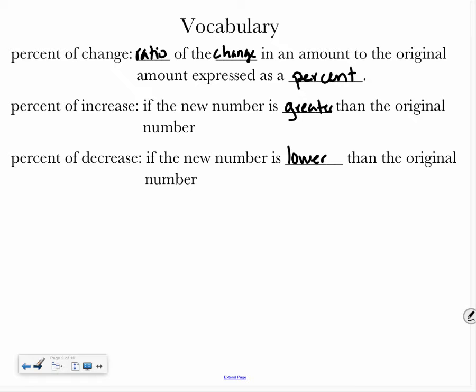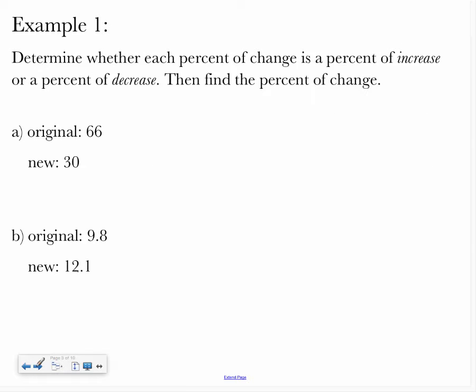So let's talk about determining whether each percent of change is a percent increase or a percent decrease, then find the percent of change. If we look at part A, our original price was 66 and our new price is 30. Is this an increase or decrease? This is going to be a decrease. This is what we like to see happen when we're purchasing stuff. So it's a decrease, and then we want to find the percent of change.